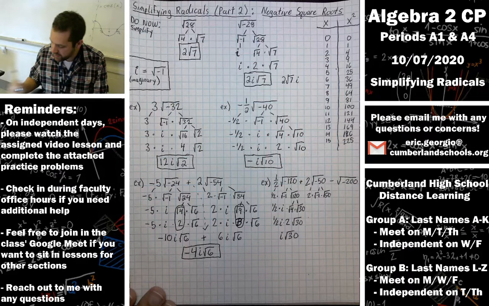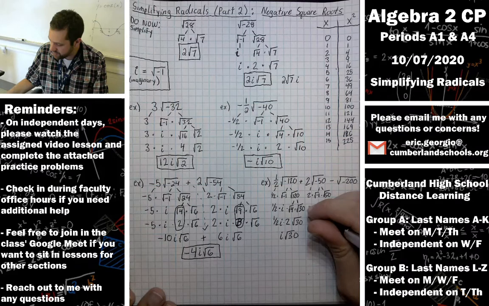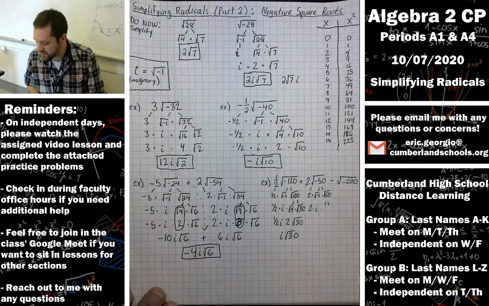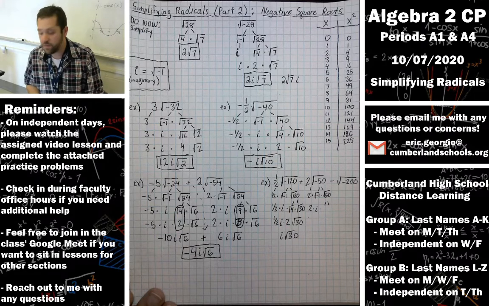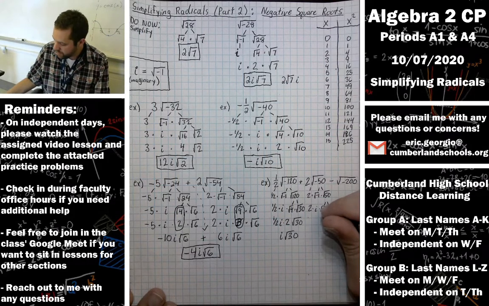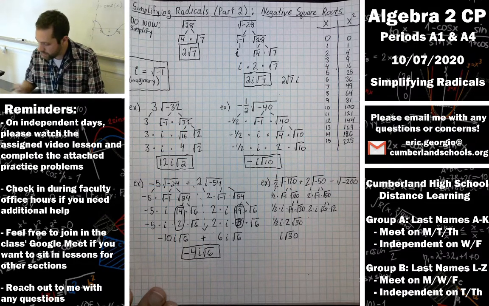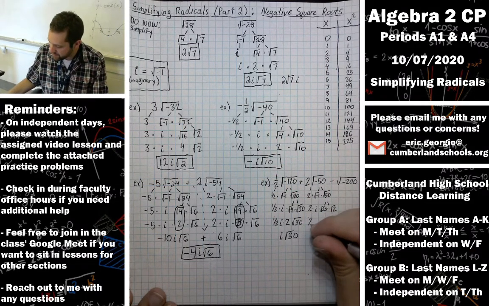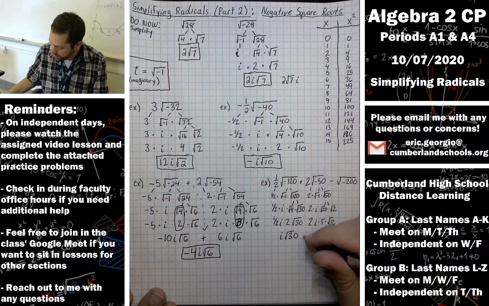The square root of -1 is i, so I get 2 times i times, how can we break down the square root of 50? The square root of 50 is 25 and 2. So here I'm going to get the square root of 25 is 5, so I get 2 times i times 5 times the square root of 2, or plus 10i square root of 2.